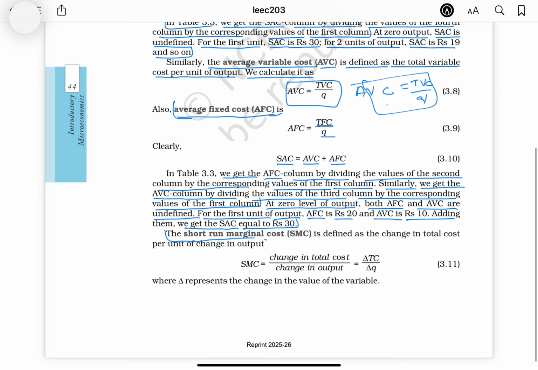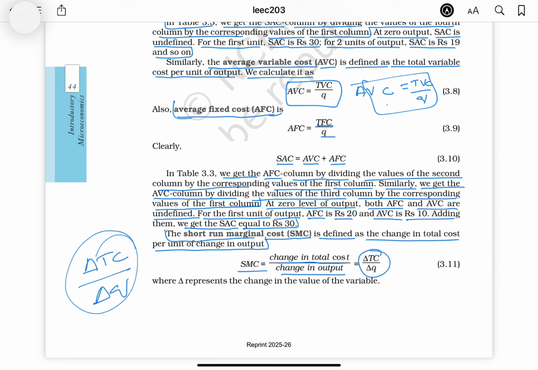The short-run marginal cost (SMC) is defined as the change in total cost per unit of change in output. SMC equals change in total cost divided by change in output, delta TC upon delta Q, where delta represents the change in value of the variable.